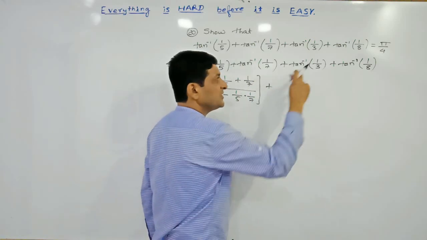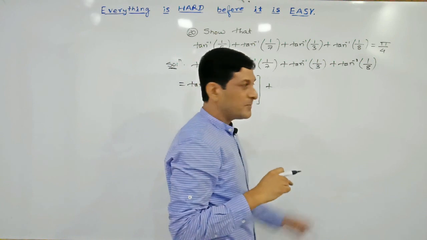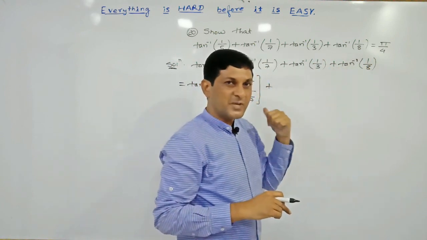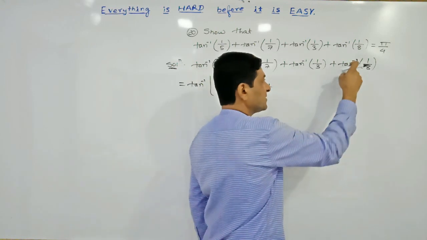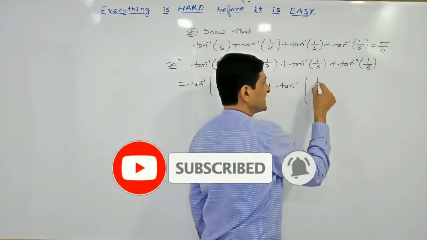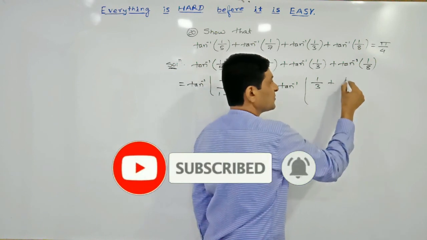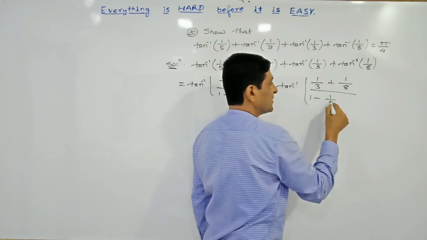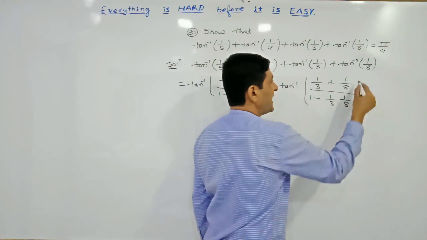Again these two terms are also in the same form. x and y are positive and their product is less than 1. So again we are applying the same property: tan inverse of x plus tan inverse of y is equal to tan inverse of x, here 1 by 3, plus y, here 1 by 8, upon 1 minus x into y, which means 1 by 3 into 1 by 8.